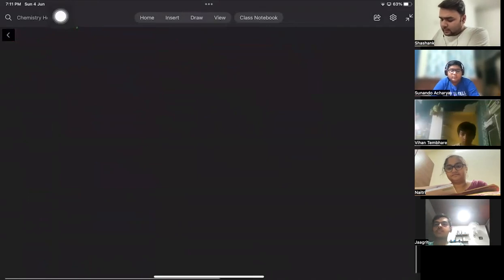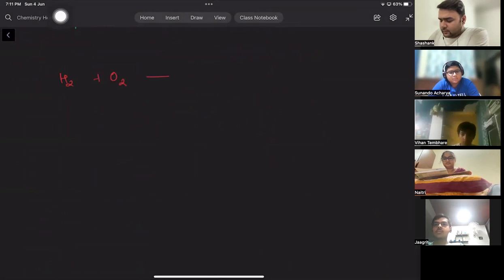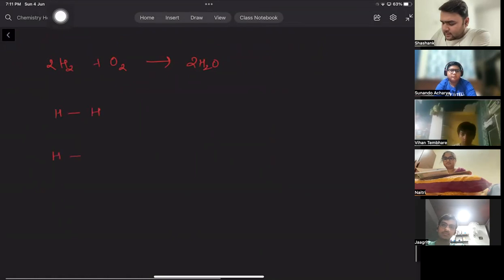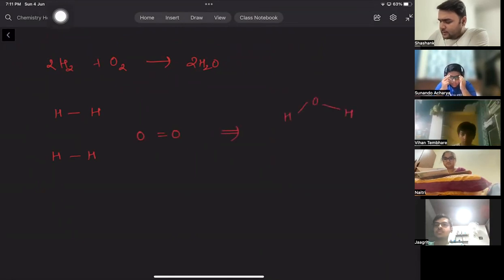Now, suppose I have this reaction: H2 plus O2 gives you H2O. Let's balance this: 2H2 plus O2 gives you 2H2O. Now, if I have to draw the molecules, how will it look? H–H, H–H, O=O, and this is giving you H–O–H and H–O–H. This is what I've said: 2H2 plus O2 giving you 2H2O.